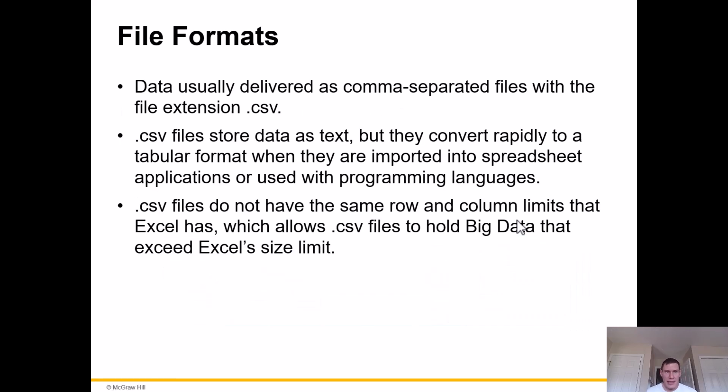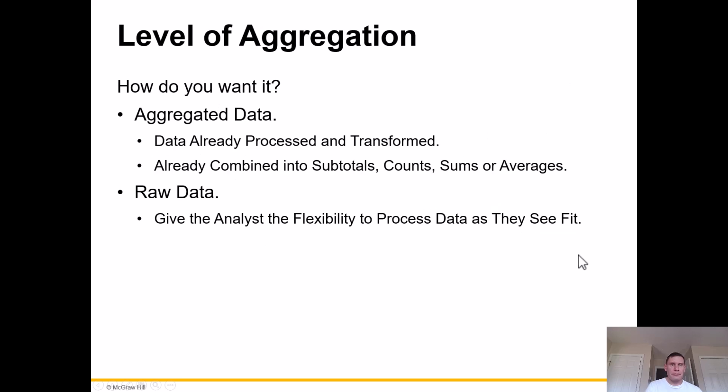With regard to file formats, data is usually delivered as what we call comma-separated files, which you've probably seen on a lot of Excel files as .csv, and that's what that stands for. CSV files store data as text, but they convert rapidly to a tabular format when they're imported into spreadsheet applications or used with programming languages. CSV files do not have the same row and column limits that Excel has, which allows CSV files to hold big data that exceed Excel's size limits. So you can see there are these benefits to CSV files.